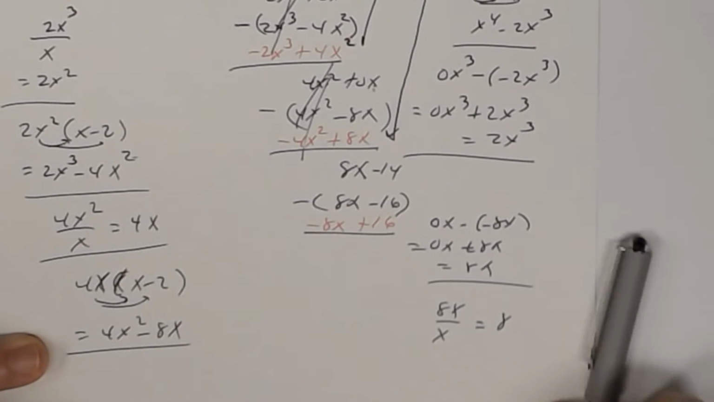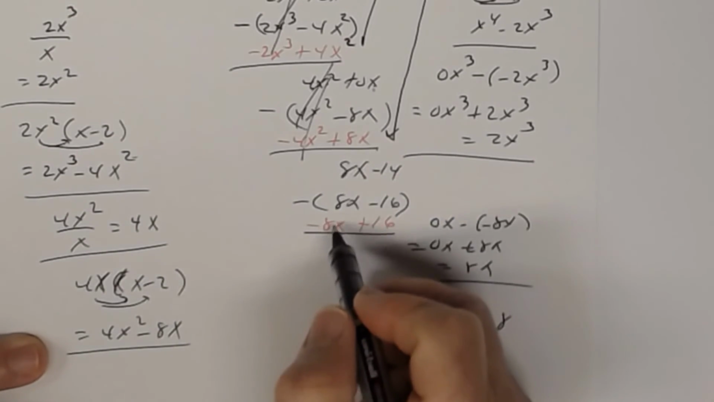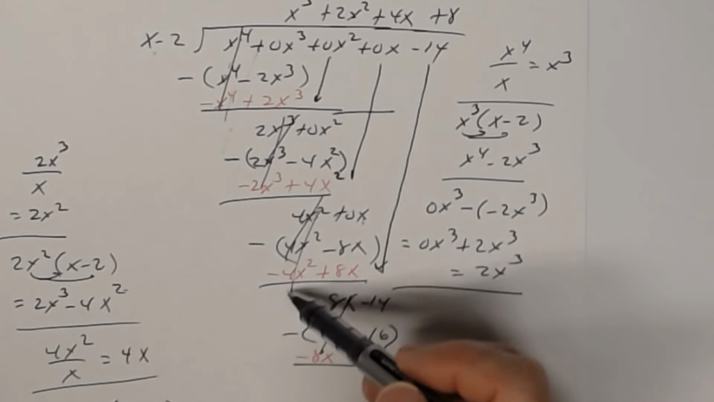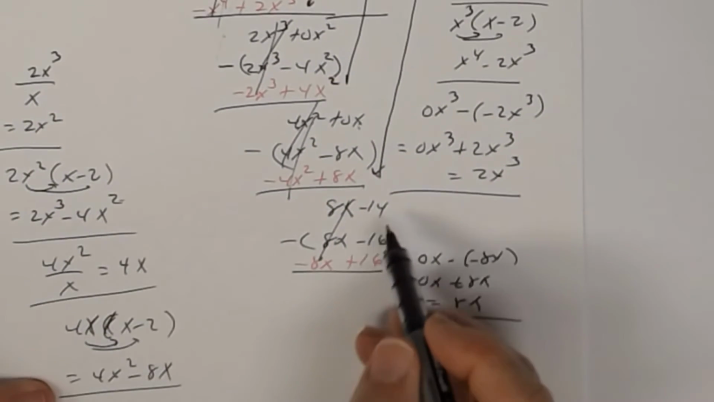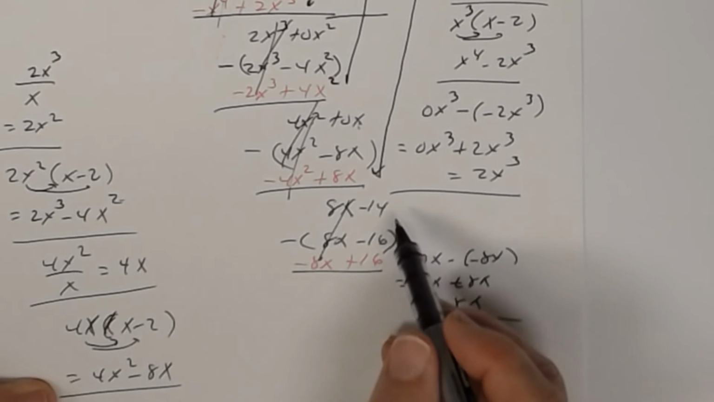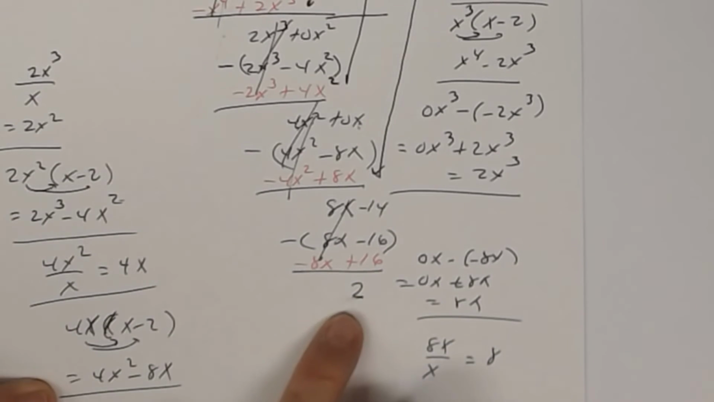Okay? And so 8x subtract 8x means the same thing as 8x and a negative 8x. That's 0. So see all this? Cancel, that's zeros. All those are zeros. A negative 14 subtract a negative 16 means the same thing as negative 14 plus 16, which is 2. And notice this is a constant. The degree of a constant is 0.